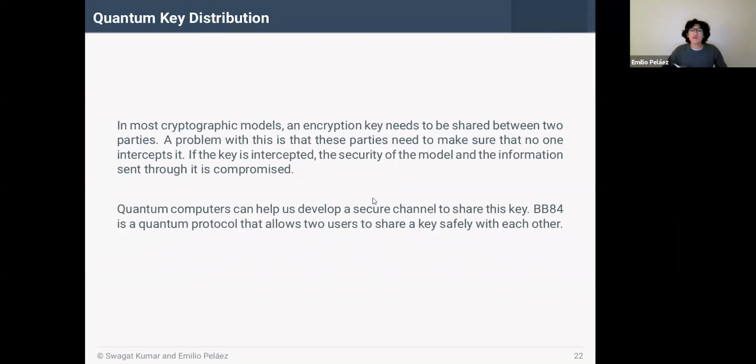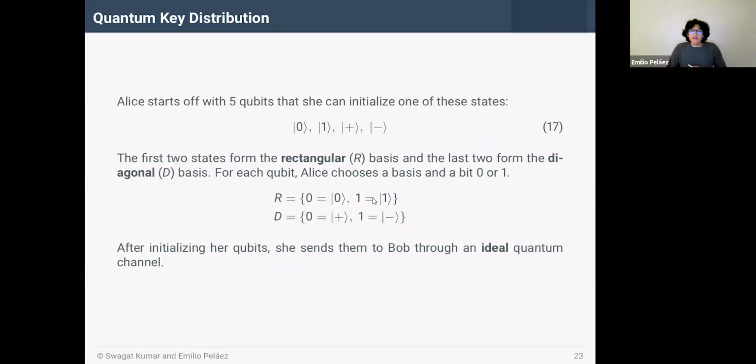Okay. So quantum computers can help us develop a secure channel to share this key, and BB84 is a quantum protocol that allows 2 users to share a key safely with each other. One important thing is that with BB84, we just care about sharing the key. We do not care about what goes next. So it can be a one-time pad, an RSA protocol, so any cryptographic protocol that needs a shared key. Okay, so let's just get right to it.